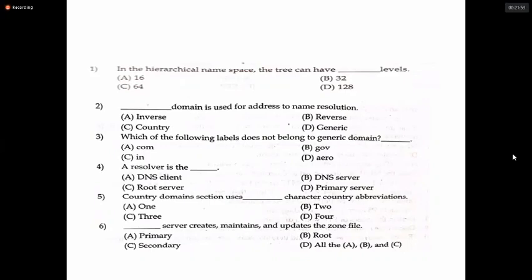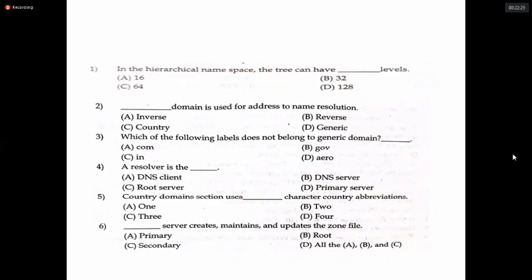Let me go to the third one. Inverse. Which of the following labels does not belong to the generic domain? IN. Please read. .com is for commercial, gov is for government service. IN is the one which does not belong to any generic domain. Okay. Resolver is dash.